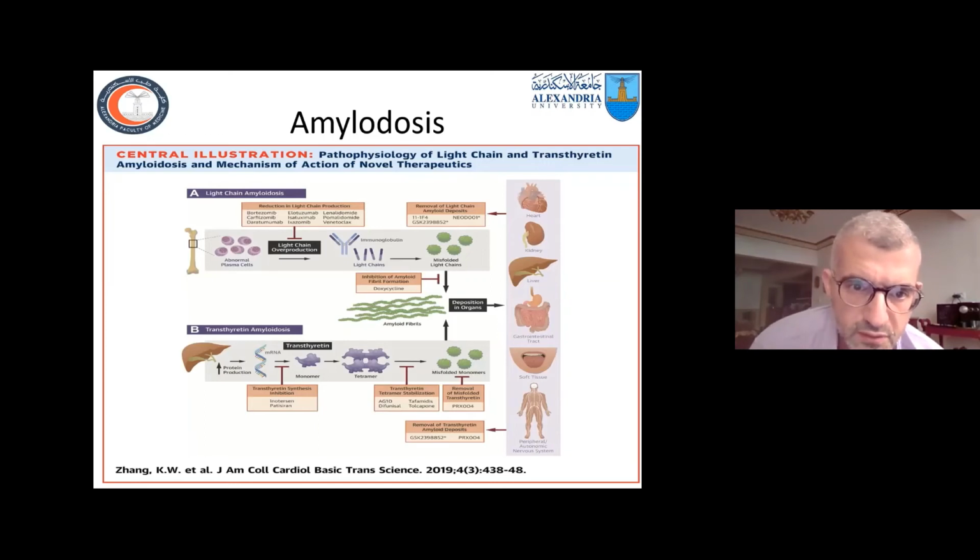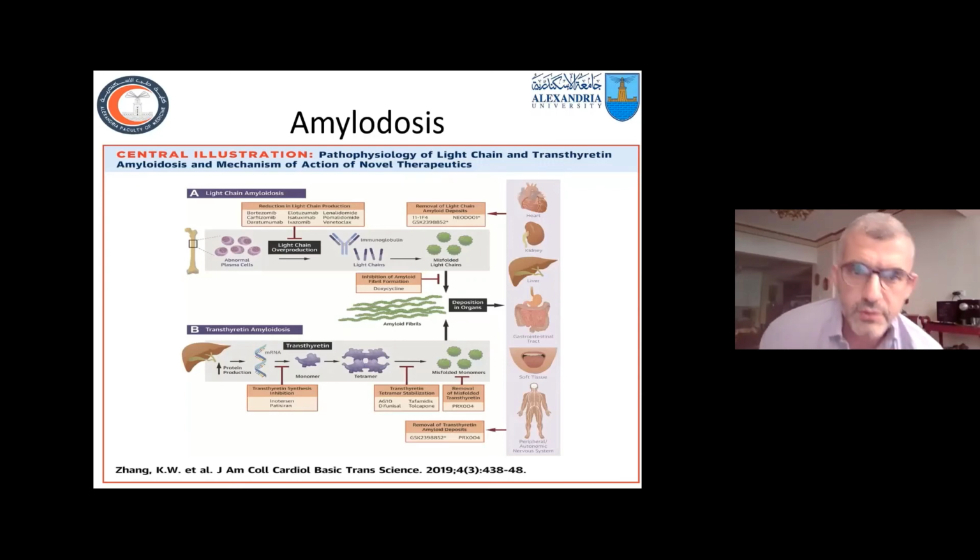We have drugs to limit the light chain overproduction nowadays with the proteasome inhibitors, the IMiDs or the immune modulatory agents, and novel ones with the anti-CD38, like the daratumumab, and the venetoclax, the BCL2 inhibitor, which limit the light chain overproduction and control the plasma cells.